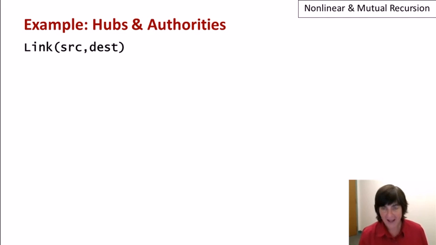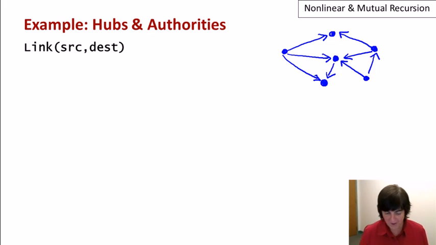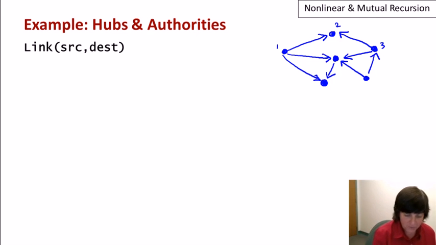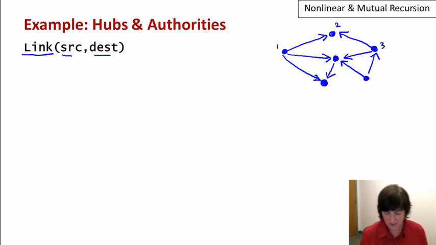So let me go ahead and define the meaning of hubs and authorities and then show how mutual recursion in SQL can be used to compute the hubs and authorities in a database that contains a link structure, a graph basically. So here's a little graph, and we're going to assume that each node has a number associated with it, and that we have a relation called link that just tells us the edges of the graph, so the source node and the destination node.